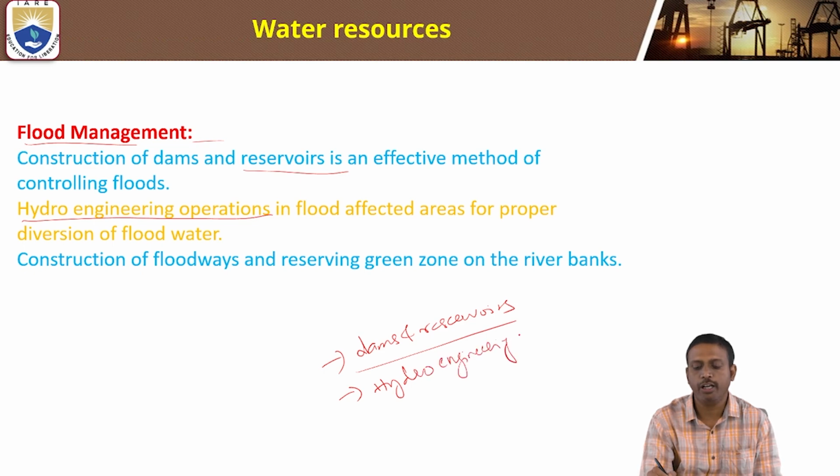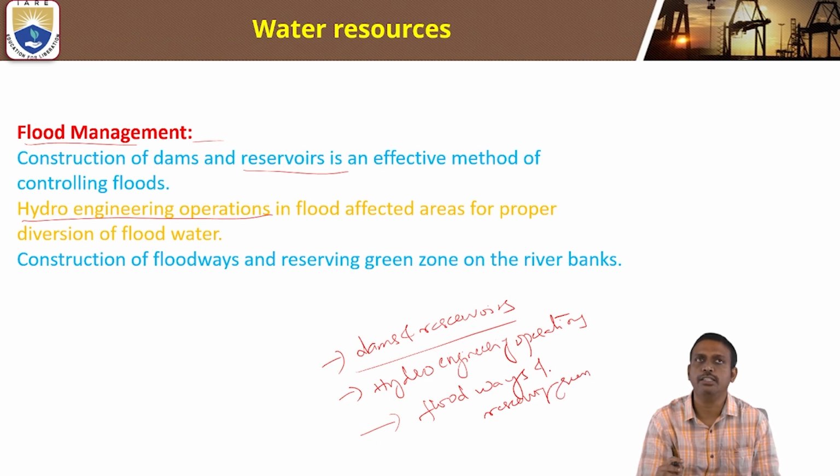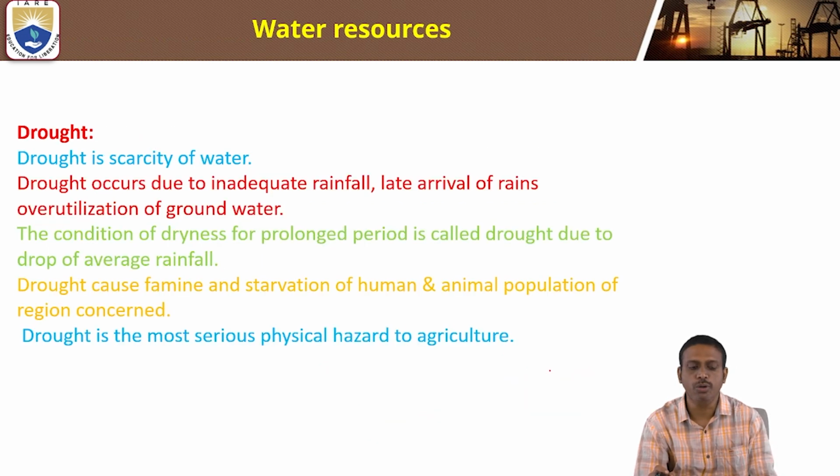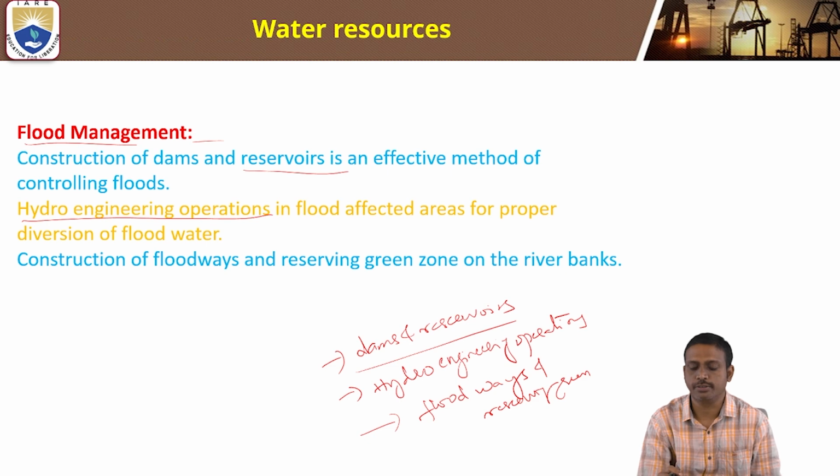Hydro engineering operations. Dams and reservoirs are constructed in an effective way so that we can avoid the floods. Hydro engineering operations in the flood affected areas for proper diversion of flood water, and construction of floodways and reservoir green zones on river banks. These are the three methods of how we are going to control the floods.